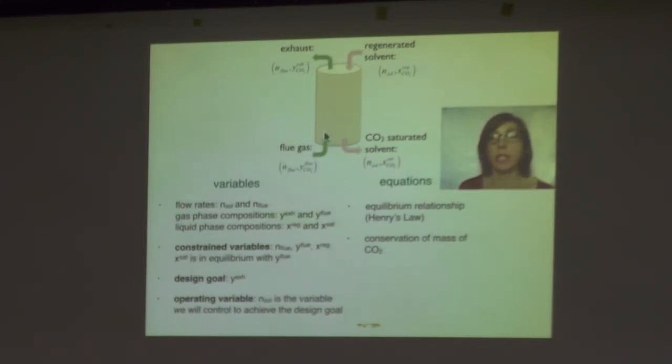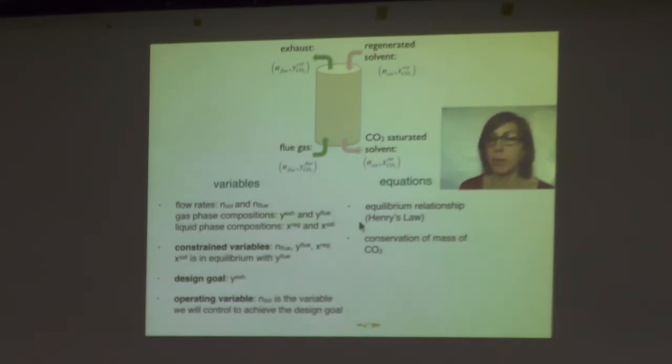So what's our design goal? Our design goal is going to be this vapor phase mole fraction in the exhaust. That's basically how much CO2 we're willing to tolerate leaving this system. So for example, we could say we want to capture 90% of the CO2 that comes in flue gas. So that leaves us, for an operating variable, the flow rate of the solvent. That's what we're going to be adjusting to try to reach our design goal.